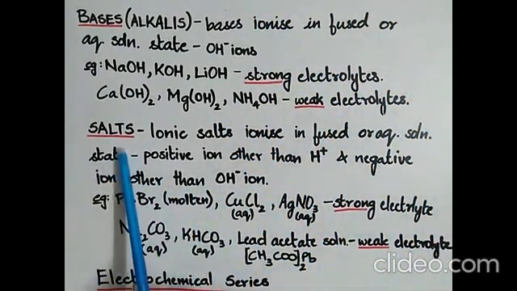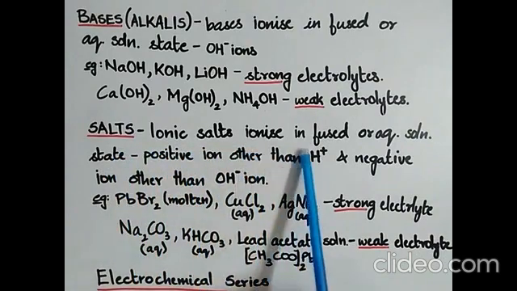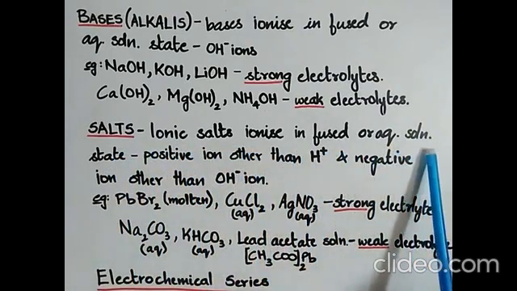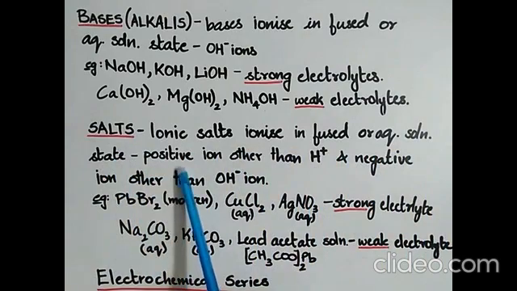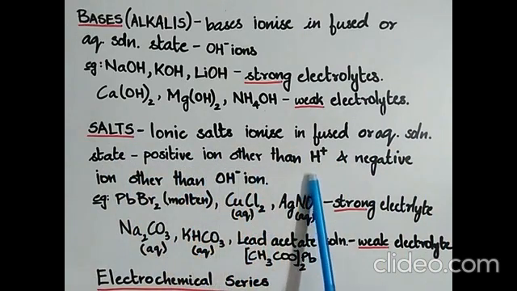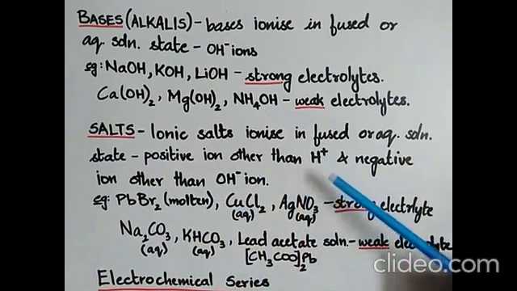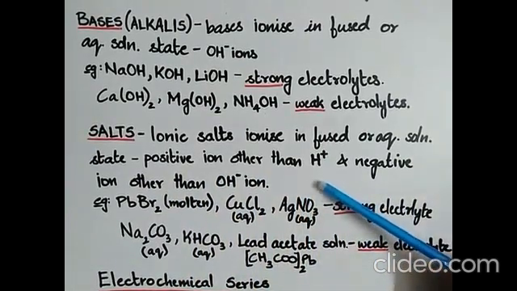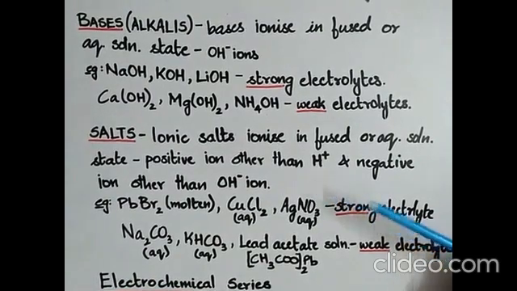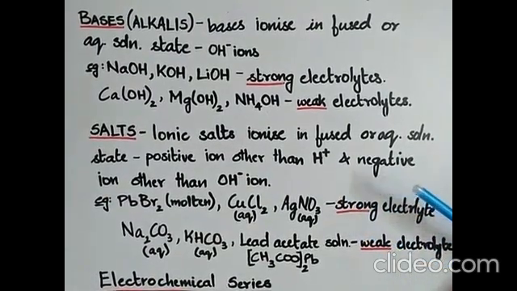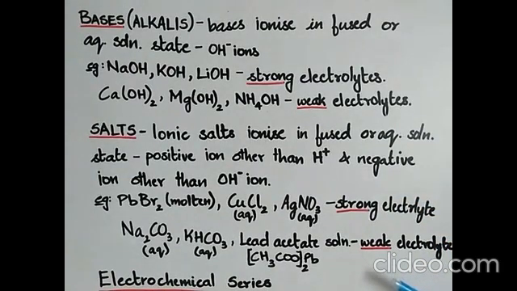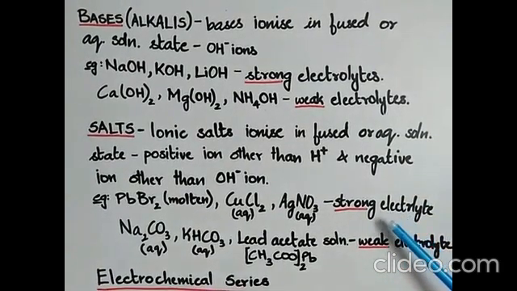The next is salts. Ionic salts ionize in fused or aqueous solution state to produce positive ion other than H plus ion and negative ion other than OH minus ion. This is what you studied in the previous lesson. So here you find salts of strong acids are strong electrolytes. Salts of weak acids are weak electrolytes. So how do you identify which is a strong electrolyte, which is a salt of a strong acid?